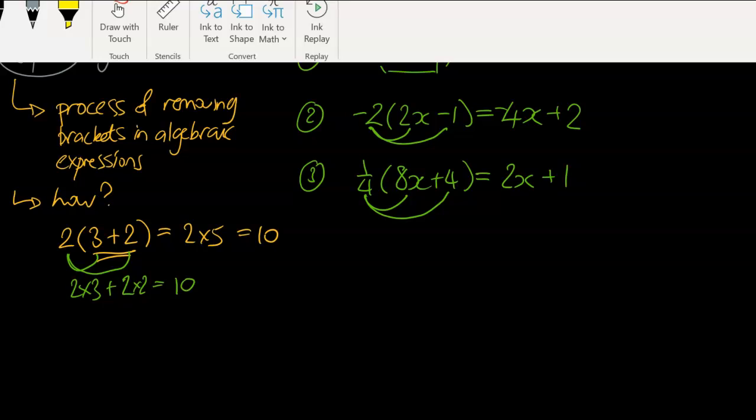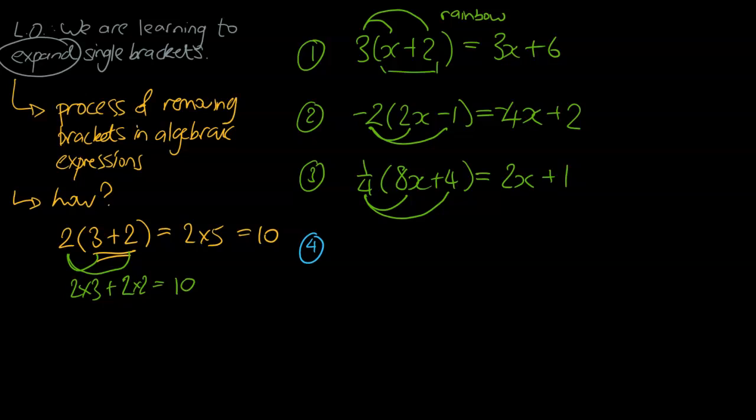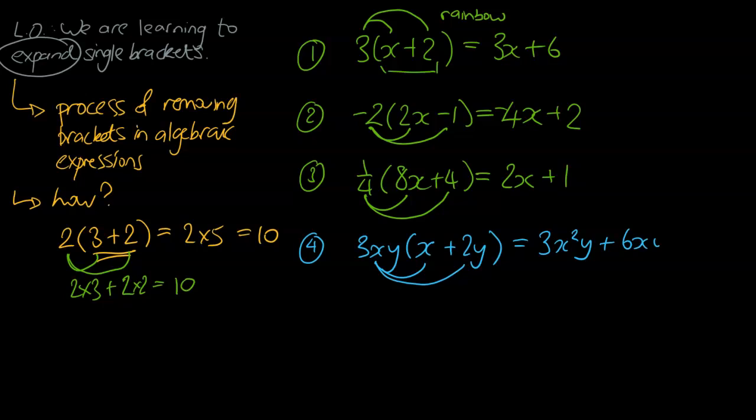We can also start dealing with square numbers. If you know how to multiply with the algebra, then you'll know how to do all this. So let's go 3xy, and then you've got x plus 2y. Same process, you've got 3xy times x, which is going to be 3x squared y. And then you've got 3xy times 2y, and that's going to be plus 6xy squared.